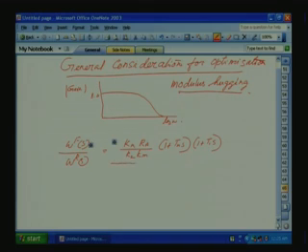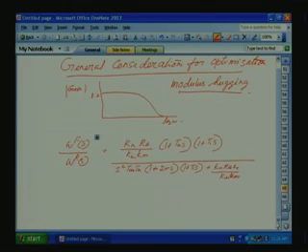Then finally it will be s square Tm Tn into 1 plus 2 sigma s into 1 plus T1 s plus Kn Ra K1 by K2 Km into 1 plus Tn s. Okay.